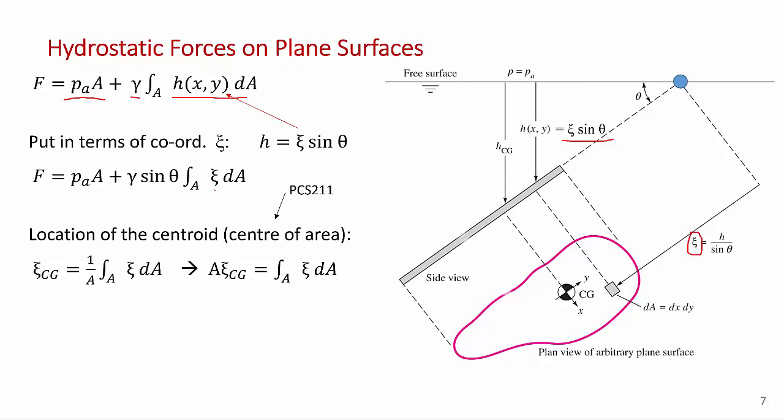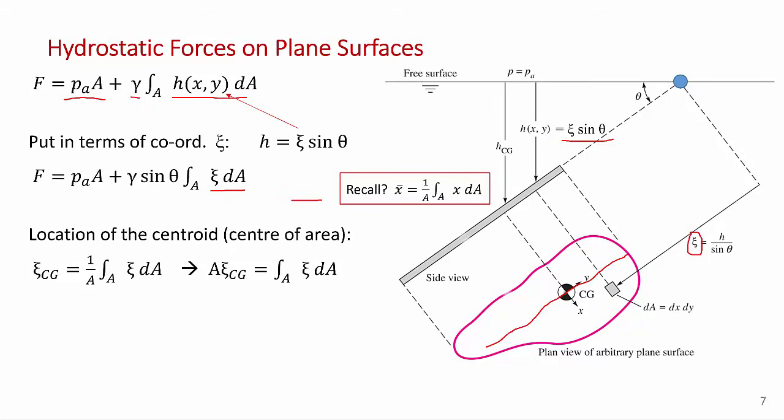Now it turns out we can relate this to the location of the center of area, or the center of gravity, of the gate. You should remember from PCS 211 a little bit about centroids: if you want to get the x location of the centroid, it's 1 over the area, the integral over the area of x dA. Just to refresh your memory, if you drew a line down here at the x location of the centroid, you'd have half of the area on this side and half of the area on that side. That's the definition of the x location of the centroid.